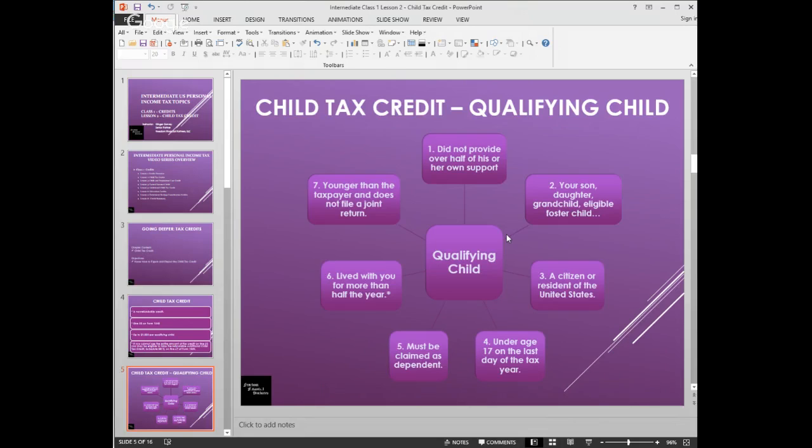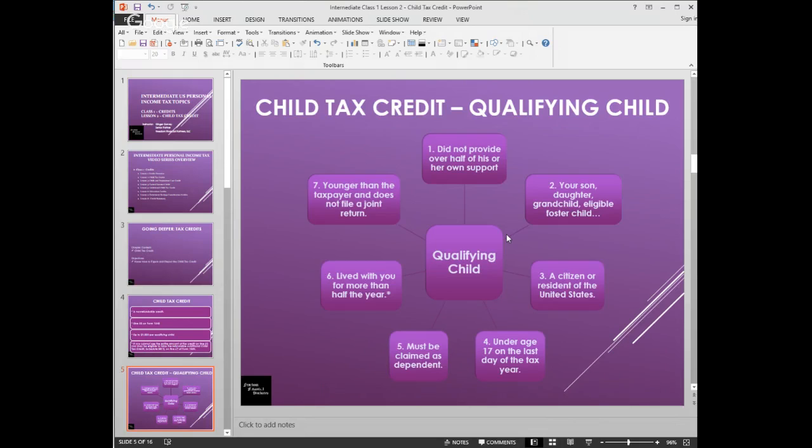This is not just a dependent. It must be someone that has that close biological or legal relationship. And of course, adopted children are always treated as if they were a biological child. The third requirement is this child must be a citizen or resident of the United States. So for the child tax credit, remember we said we could claim dependents that lived in Mexico and Canada as part of NAFTA. For the child tax credit, that child must actually be a resident of the United States.